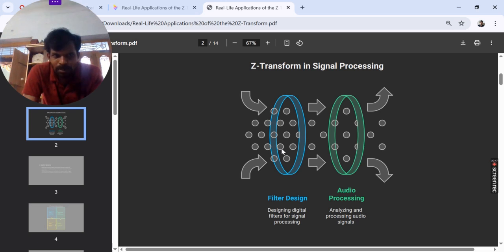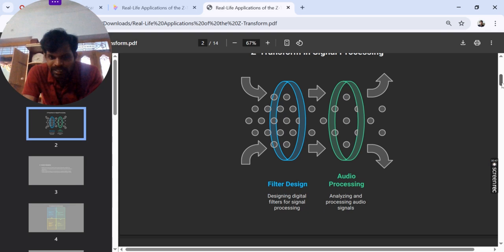We know that processing is performing some operations on a signal. Performing operations means it may be addition, subtraction, multiplication, shifting, whatever the operations. Next, coming to the second one, audio processing. Audio processing means to process the audio signal, and we use the Z transform for analyzing and processing audio signals.